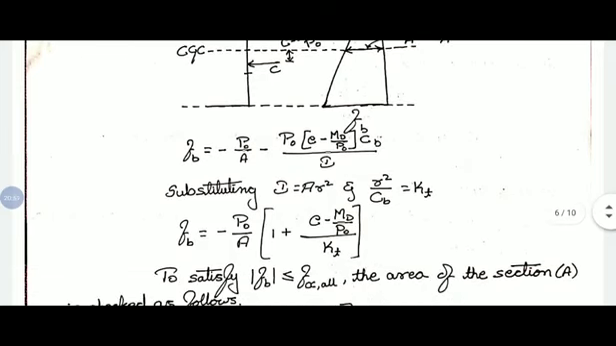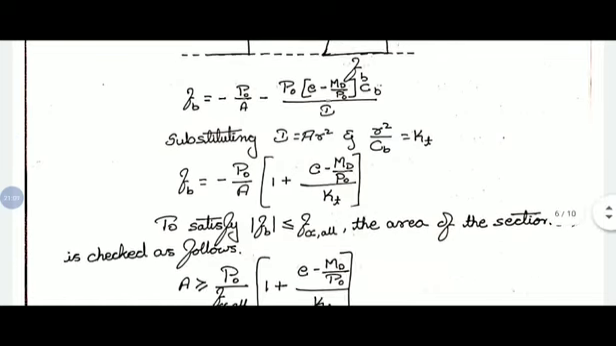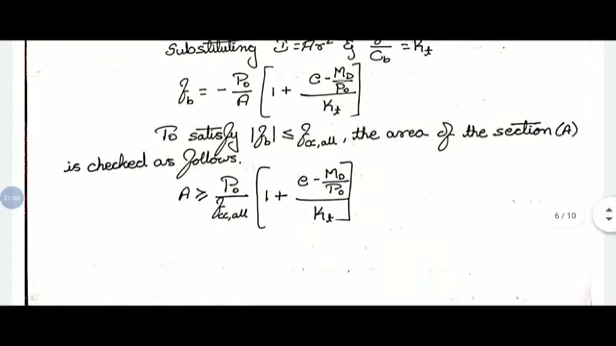You can observe here FB equals minus P naught by A, minus P naught into E, minus MD by P naught into CB upon I. On simplifying, the area of the cross section should be greater than or equal to P naught upon FCC allowable into 1 plus E minus MD by P naught upon KT.